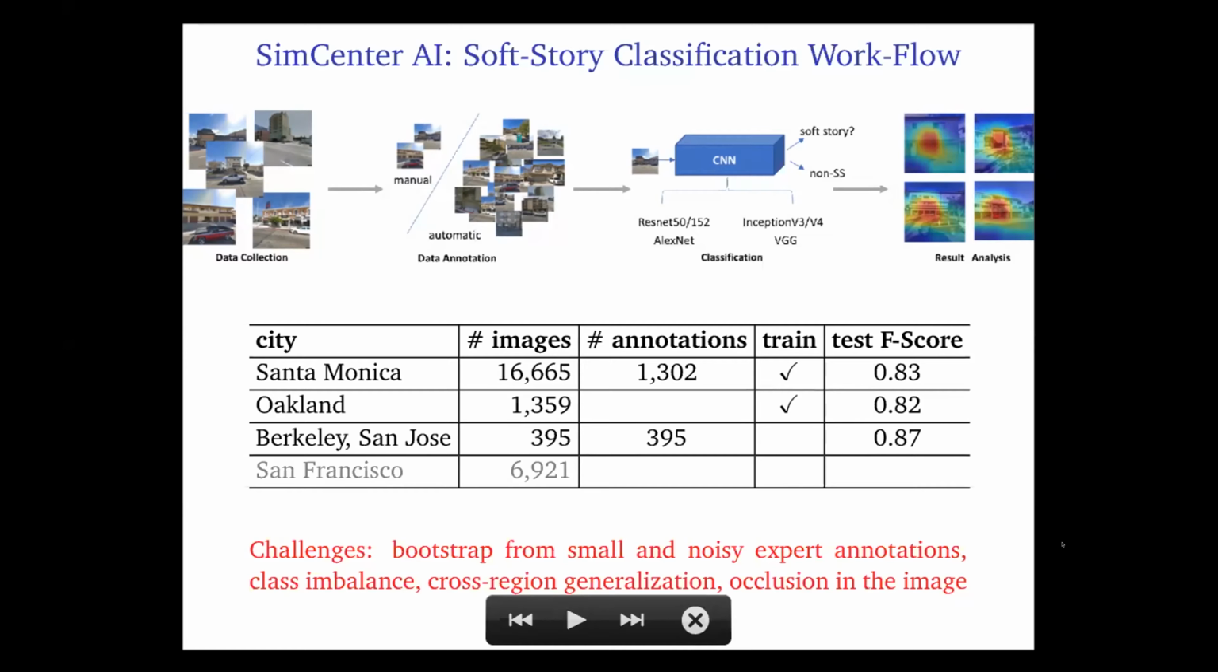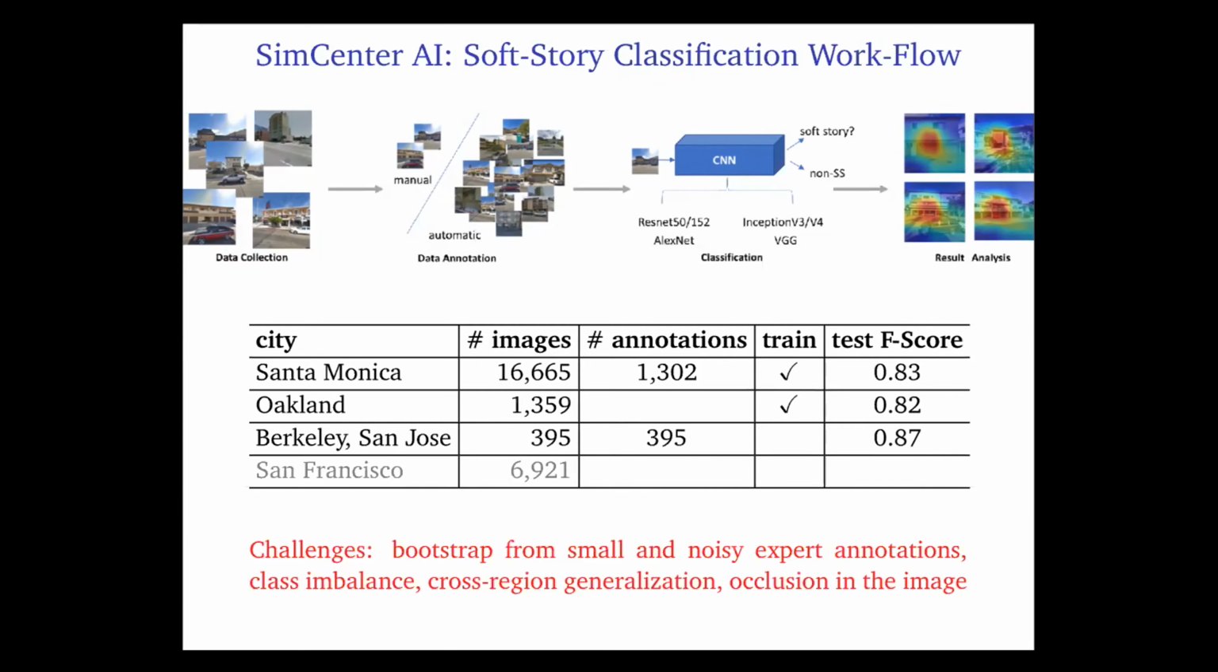So the challenge we encounter, aside from bootstrapping from small noisy data, is that there's a huge class imbalance. There are a lot of non-soft story buildings out there. Soft story only have a small fraction, right? For classification, if 99% is one class, 1% is the other class, you don't need to do anything. You always say this 99% class, and that gives you 99% accuracy, and that's useless, right? So how do you deal with that?